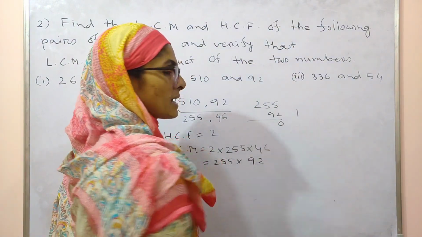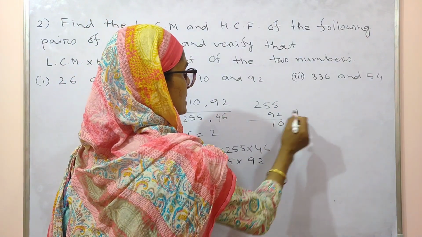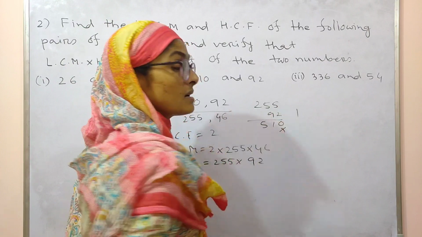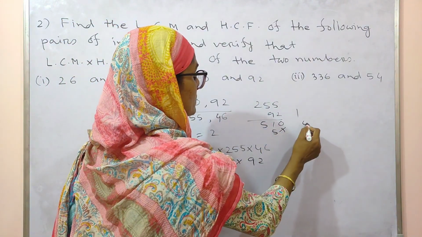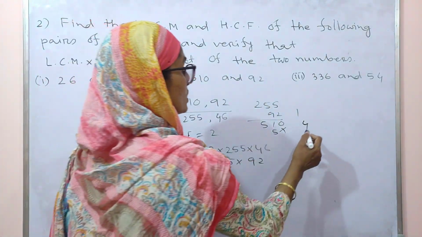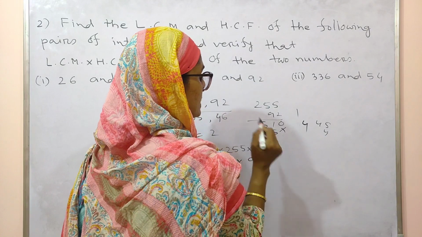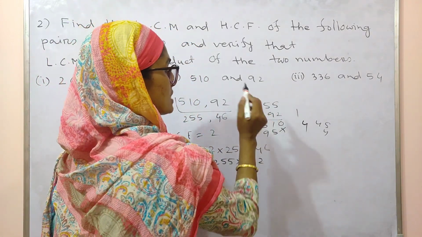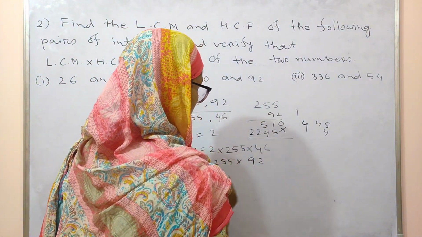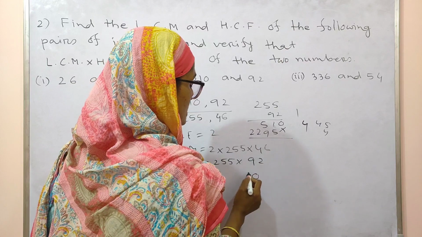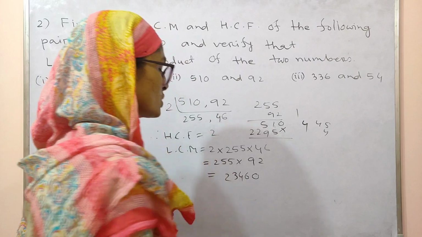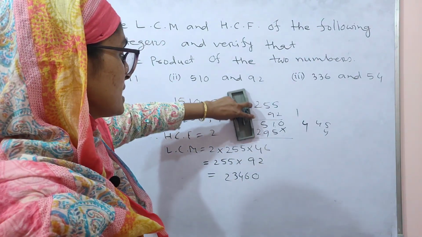5 2s are 10, 1 carry. 5 2s are 10, 1 11, 1 carry. 2 2s are 4 and 5. Next 5 9s are 45, 4 carry. 5 9s are 45 and 4, 49, 9, 4 carry. 9 2s are 18 and 4, 22. So you'll get here 0, 5 1 6, 9 5 14, 4 1 carry. 2 and 1, 3 and 2. 23460. This is the LCM.